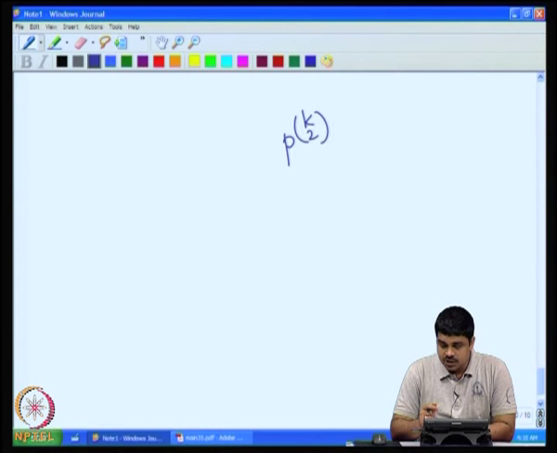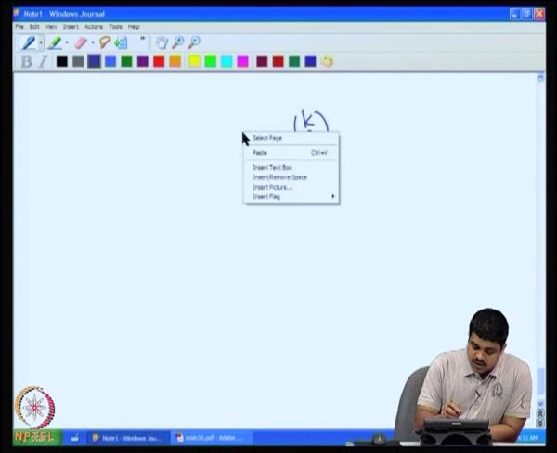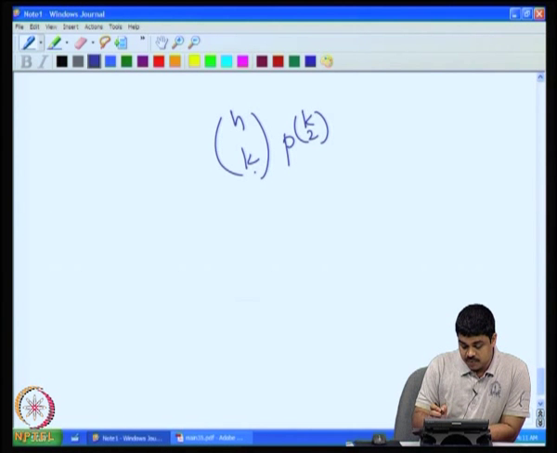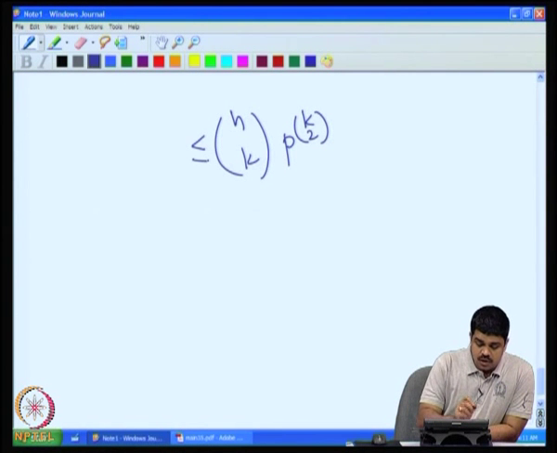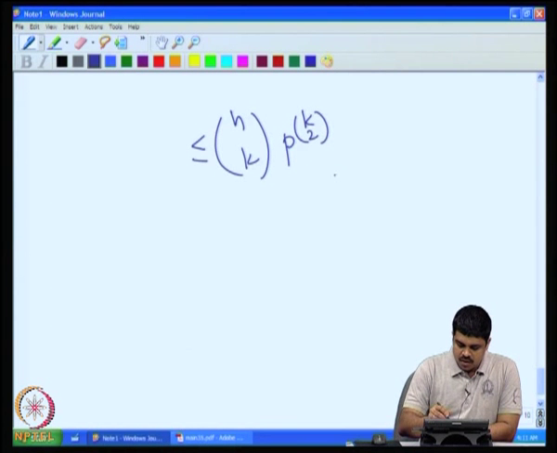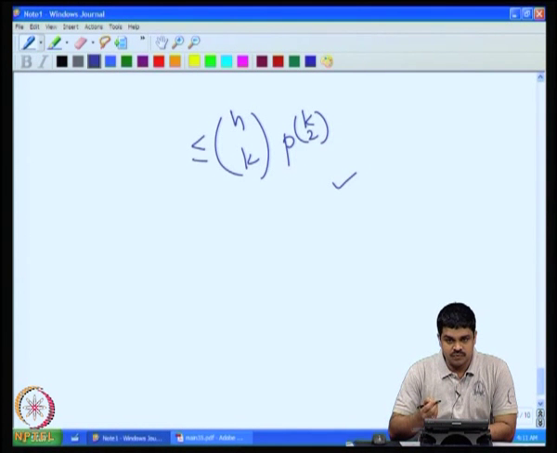Now, what is the probability that there exists at least one such clique? The clique may happen in any of the k vertex subsets. So, we can sum up the probabilities over each of the possible k subsets of the n vertices of G. There are n choose k possibilities, and therefore n choose k into p raised to k choose 2 will be an upper bound for the probability that there exists a clique of size k in G. So, these are just examples. I just wanted to illustrate some of the ways in which we calculate these probabilities in G(n,p).